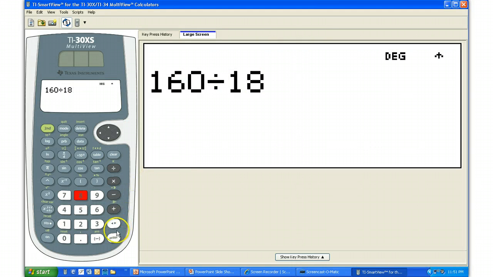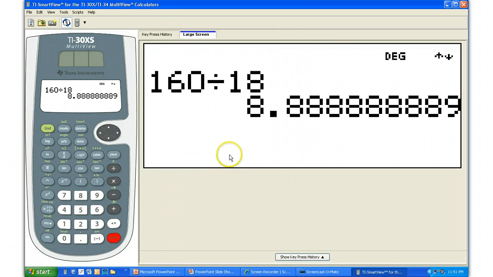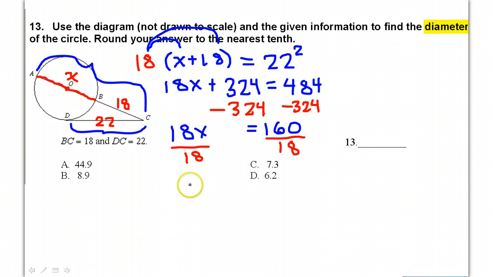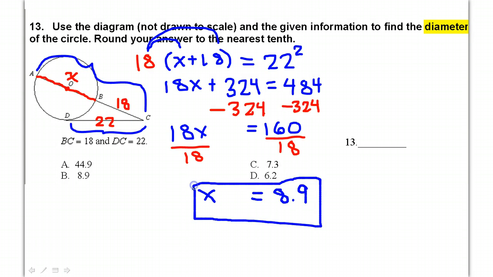If I do 160 divided by 18, I get 8.888 repeating. They said round to the nearest tenth, so since that's an 8, this is going to round to a 9, so that's going to be 8.9. So I'm going to get x equals 8.9. And that is the answer, which of course is option B. So everyone should have chosen B for number 13.